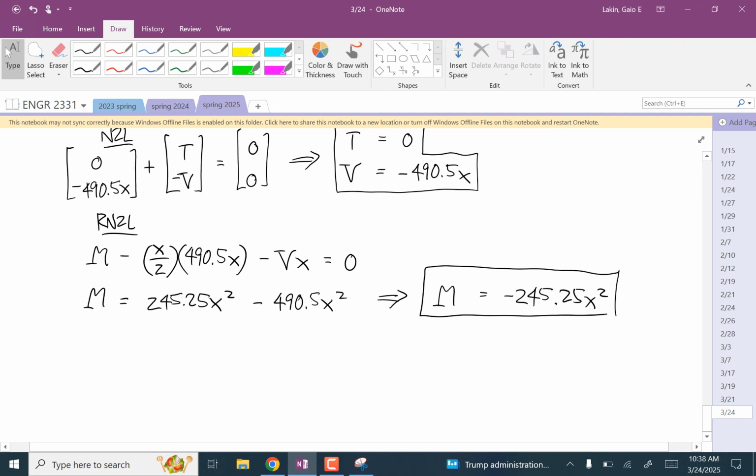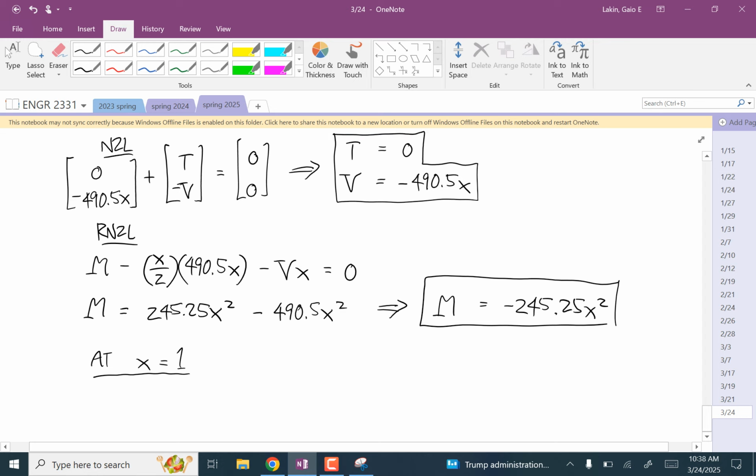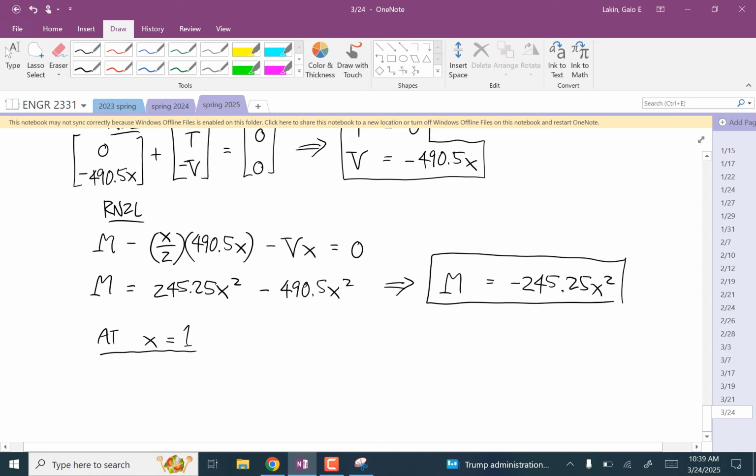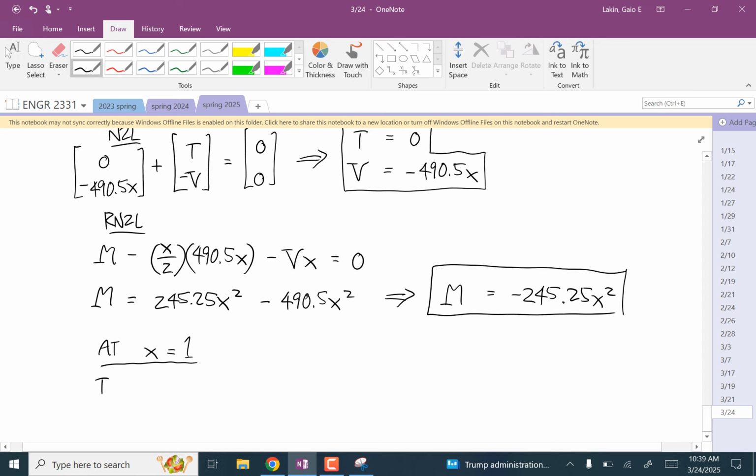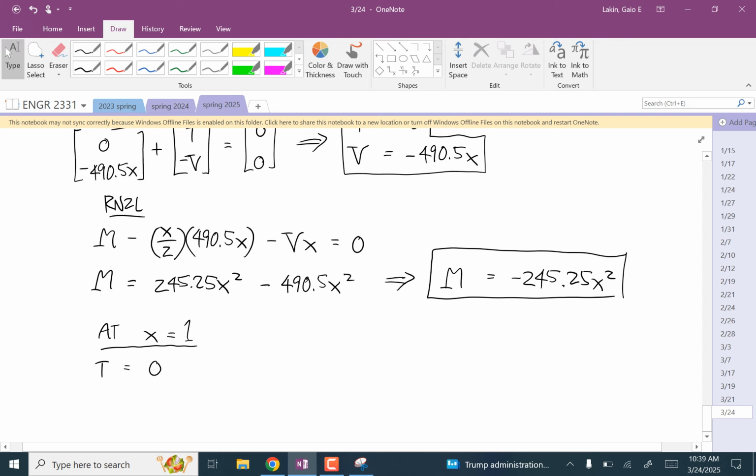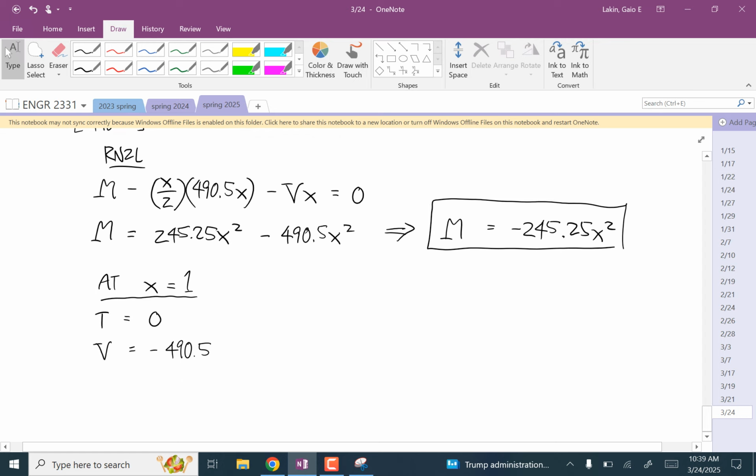And so now at x equals 1, that's the only place that we're calculating this stress, so we can plug that in. We get that T is 0, V is negative 490.5 x, and M is negative 245.25.